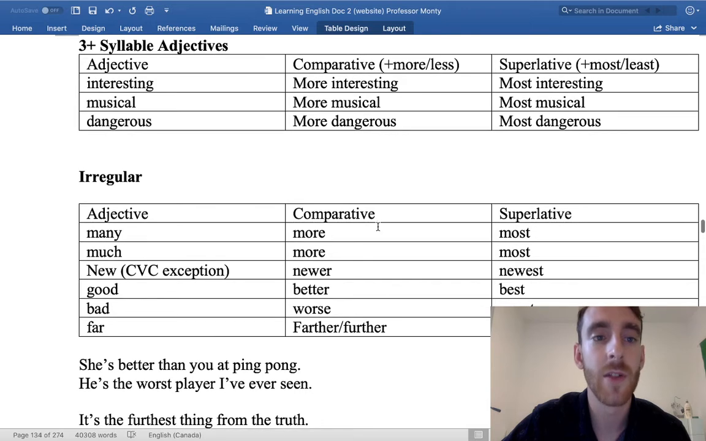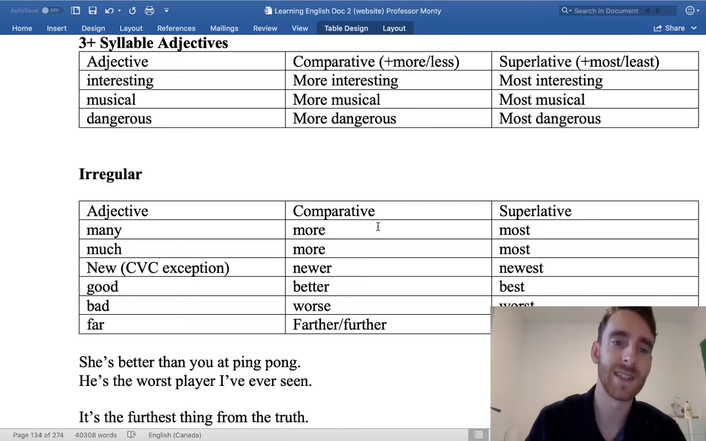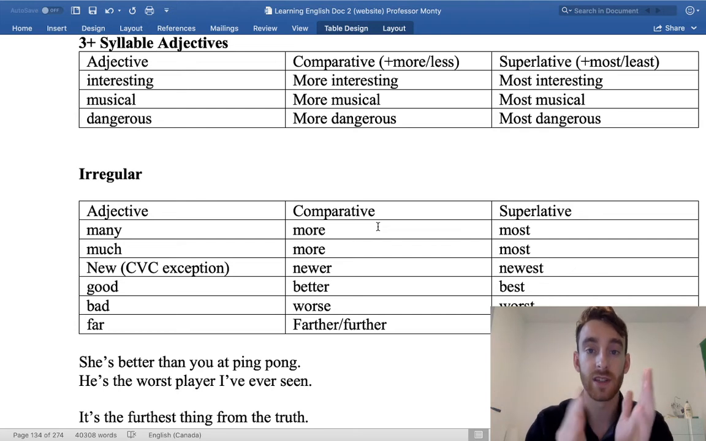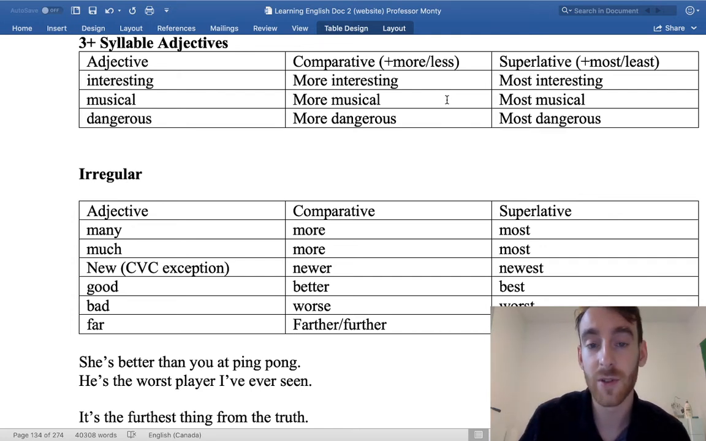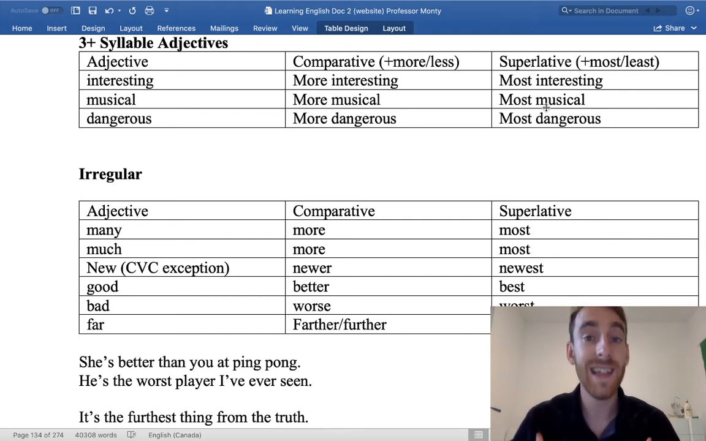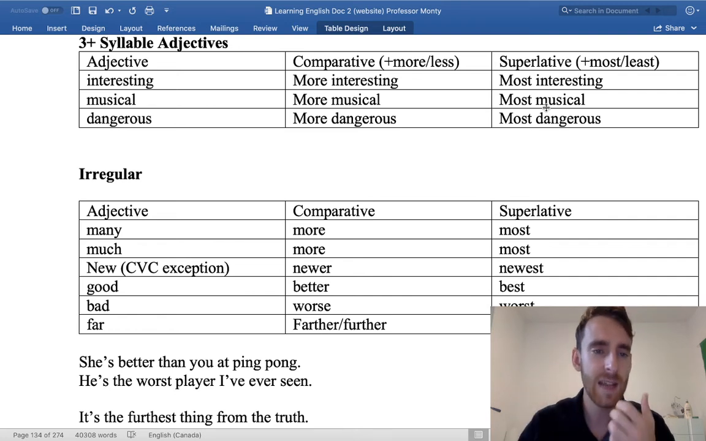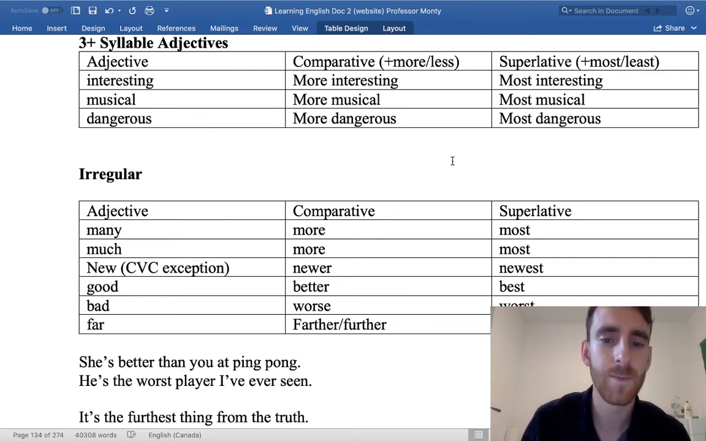Now, moving on to 3-syllable adjectives. Interesting stuff, guys. So 3 syllables, musical, for example. Just add more or less. So for example, I am less musical than my girlfriend, or my girlfriend is more musical than I am. Or my girlfriend is the most musical person in our friend group. Or I am the least musical. I'm not very musical. I'm the least musical person in our friend group. Okay, so if you have 3 syllables like these adjectives here, use more, less, most, least, okay?